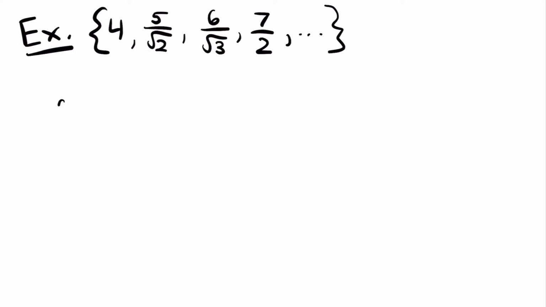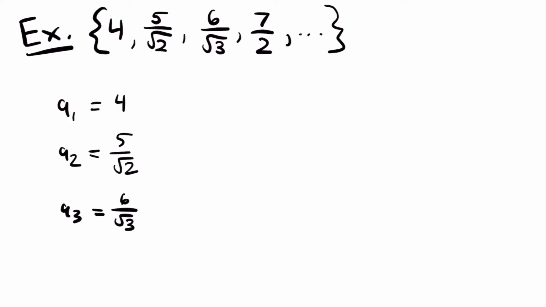We know that a sub 1 is going to be equal to 4, a sub 2 is going to be equal to 5 divided by the square root of 2, a sub 3 is equal to 6 divided by the square root of 3, and a sub 4 is equal to 7 divided by 2. Now what you want to do is look at all of your terms here and see if you can notice anything that they all have in common, or something that most of them have in common.